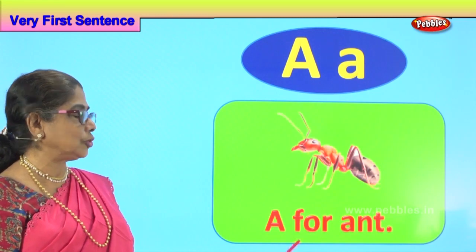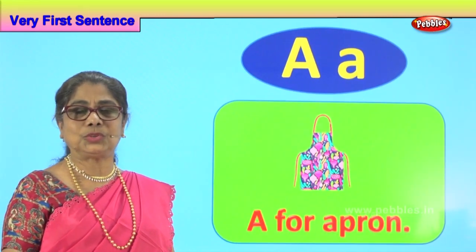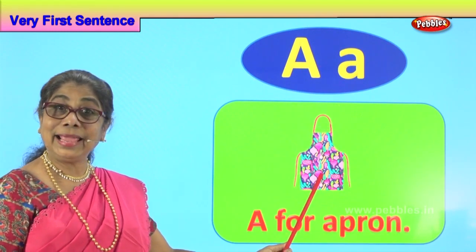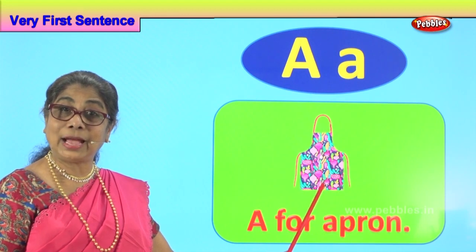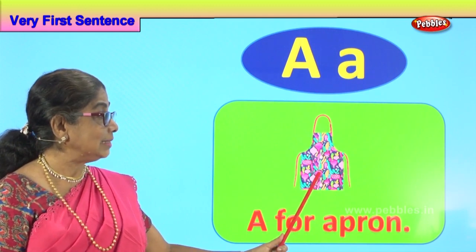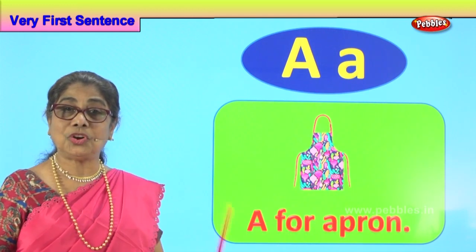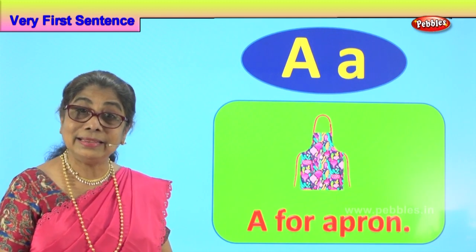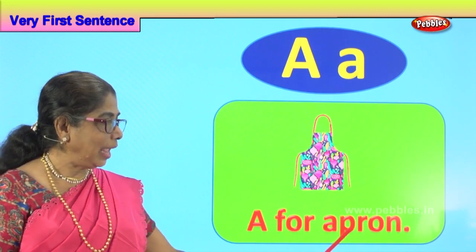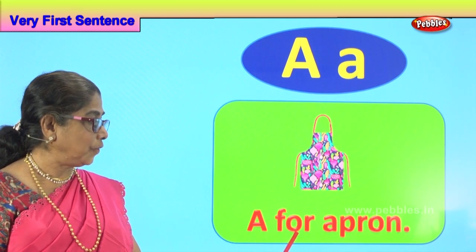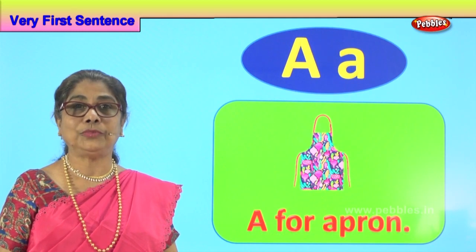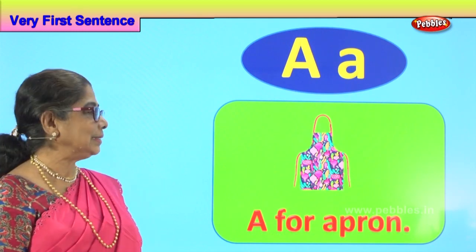Let's take a new picture and do the reading of that sentence over there. A. What is this? Apron. Mama uses an apron in the house. Why? When she works in the kitchen, so that her dress doesn't get dirty. She puts it on so that her dress doesn't get dirty. What is it? Apron. Let's read. A for apron. A for apron. It's a small little dress, what you wear on top of your dress. Good. Let's take another picture.